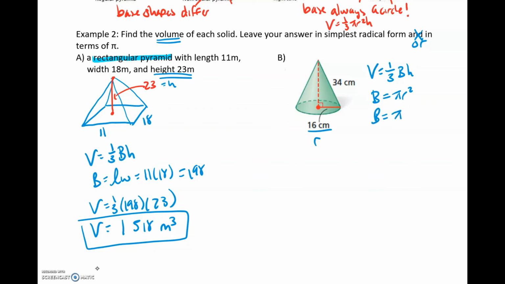We can find the area of the base, so that's 16 squared. So area of the base is 256 pi. I'm leaving it in terms of pi because I want that in my final answer. And now the question is, okay, h, well, that's 34, right? Is it? It's not, because remember 34 is along the surface. So this is slant height. So the height that we actually want is going straight down the center. So how do we find that?